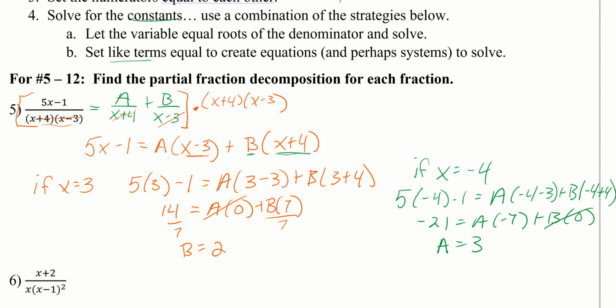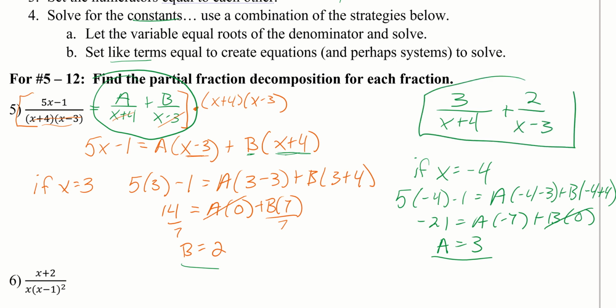Cool. So we are like 99% of the way done. Now our final answer is to actually write out the fraction with our a and b involved, right? And so I'm going to write out this fraction that we had up here, but with the a and b. So my final answer is going to be a, which in this case is 3, over x plus 4, plus b, which is 2, over x minus 3. Cool. So that right there, that is the decomposition of that fraction. So that would be my answer right there.